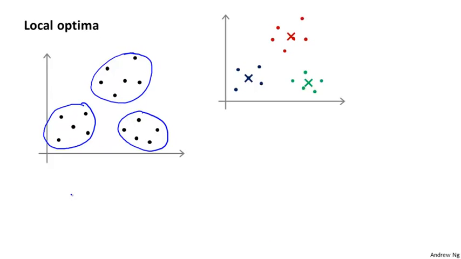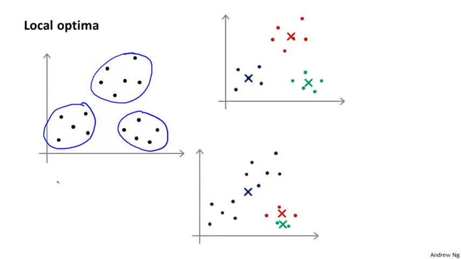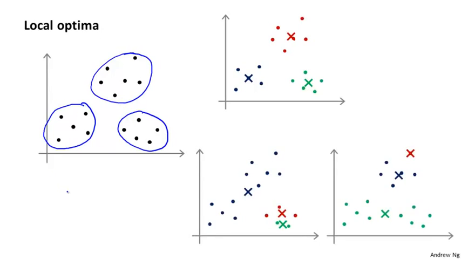But if you had a particularly unlucky random initialization, k-means can also get stuck at different local optima. So in this example on the left, it looks like the blue cluster has captured a lot of points on the left, and then the red and the green clusters each is capturing only a relatively small number of points.